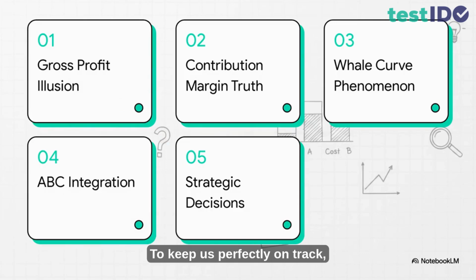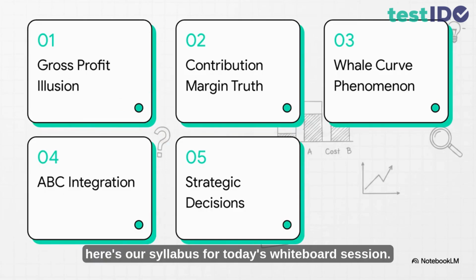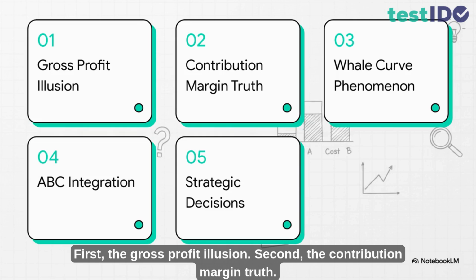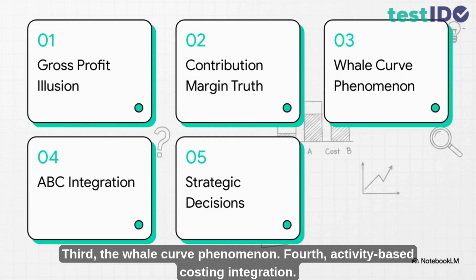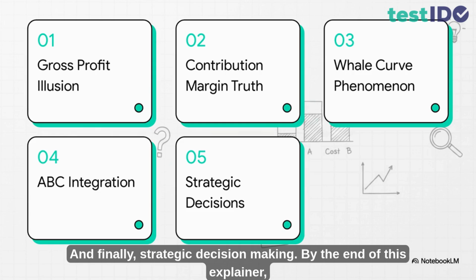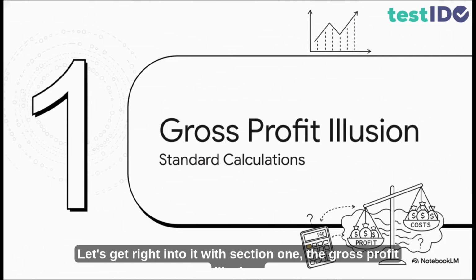To keep us perfectly on track, here's our syllabus for today's whiteboard session. First, the gross profit illusion. Second, the contribution margin truth. Third, the whale curve phenomenon. Fourth, activity-based costing integration. And finally, strategic decision-making. By the end of this explainer, you're going to have mastered exactly what you need for the exam. Let's get right into it with Section 1, the gross profit illusion.